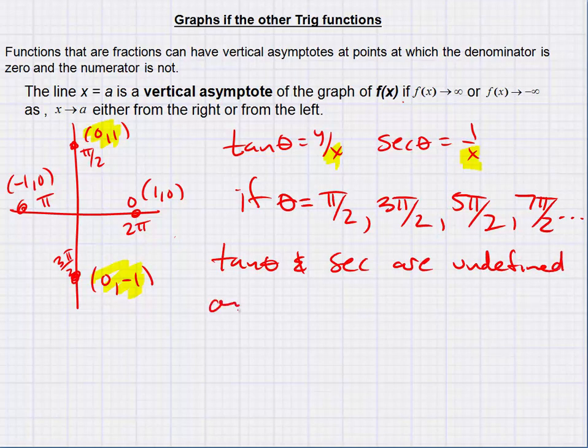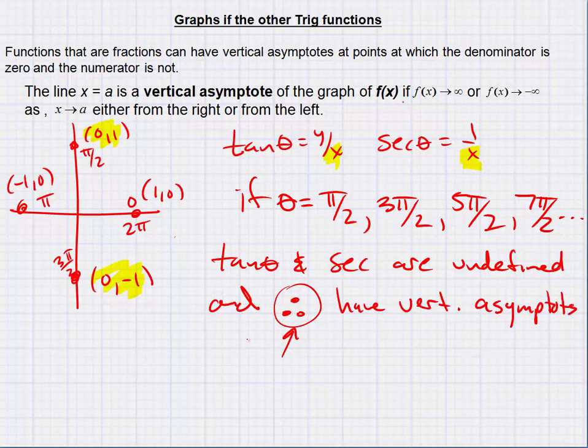And therefore, whenever you see these triangle dots, it means the word therefore. And therefore, have vertical asymptotes at those values. Okay? So tangent and secant are undefined in the same places.